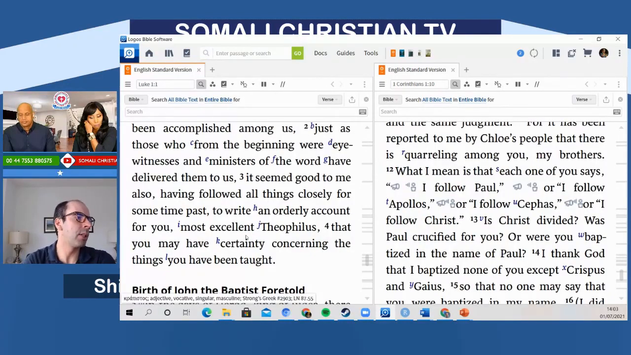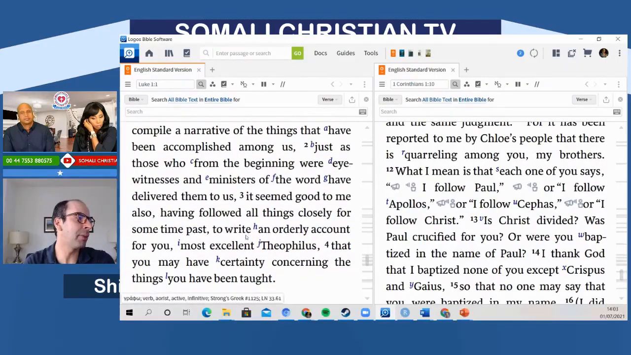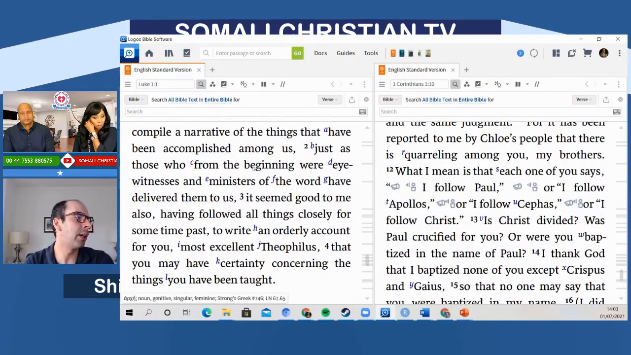So he claims that he's received information from eyewitnesses and ministers of the word, and it's not entirely clear, just from that text alone, whether he's interviewed eyewitnesses himself or whether he's just receiving oral tradition that he believes has come from eyewitnesses.